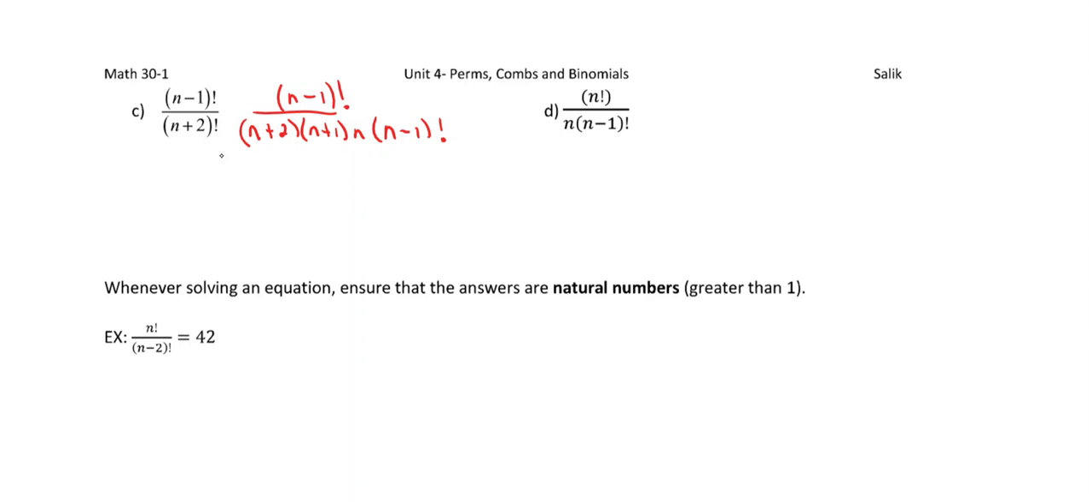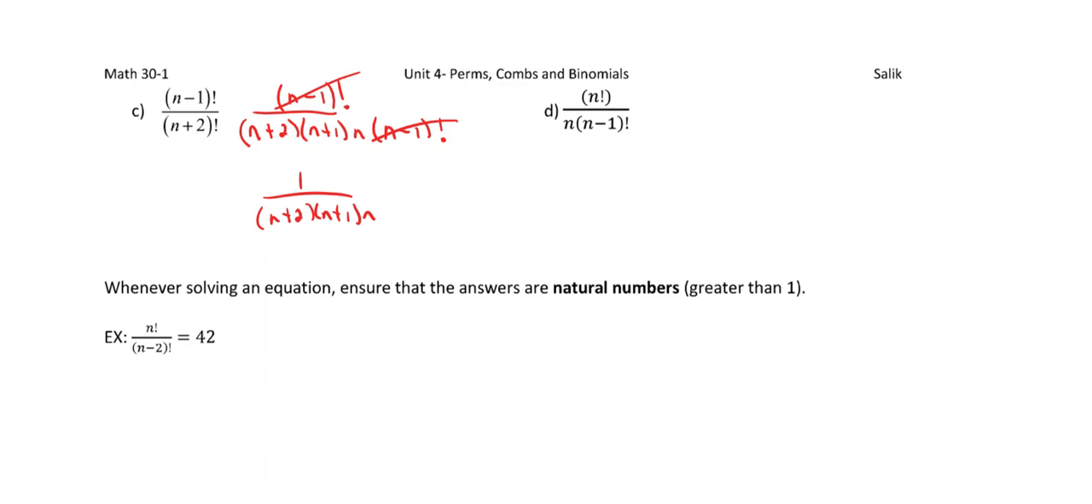Do you see why I did the bottom first, though? Because I really wanted to make it the same as the top, right? If I did the top and expanded that all out, well, that wasn't going to get me any closer to n plus 2. It was actually going to get me farther away, right? So now we can cancel. We get rid of the factorials, and we end up with, well, there's still 1 on top, and then on the bottom, we've got n plus 2 times n plus 1 times n. And that's fine. I don't need to expand that. I'll just leave it like that.